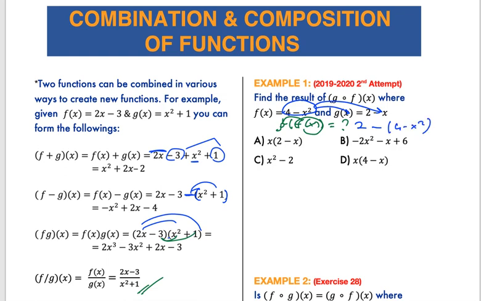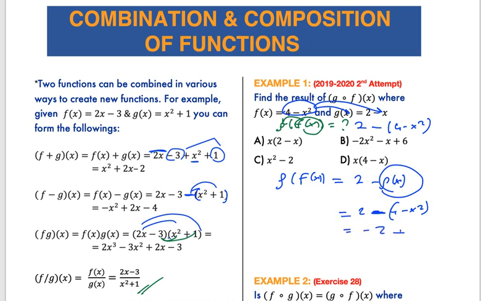Okay, we will switch our x value in g with f of x, which is 4 minus x squared. G of f of x equals 2 minus g of x. That g of x is 4 minus x squared. In a bracket, there is multiplication. Be careful about the parentheses. So 2 minus 4 is minus 2, minus minus makes plus x squared. That gives us option C.